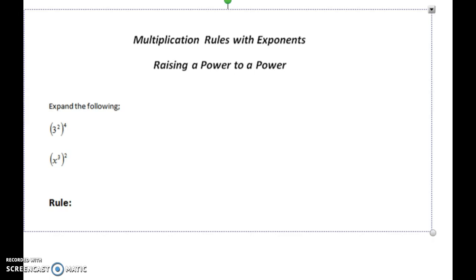Okay, I'm going to start by expanding 3 squared to the 4th power. So what that means is the 4 wants me to take that parentheses times itself 4 times. So it looks like this.